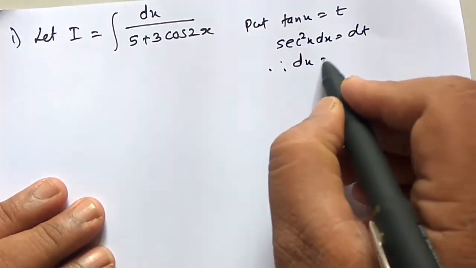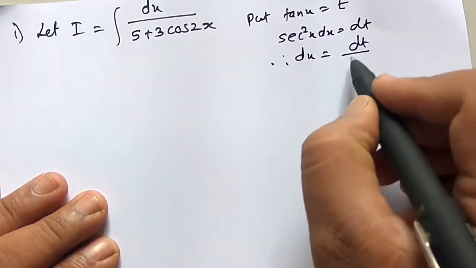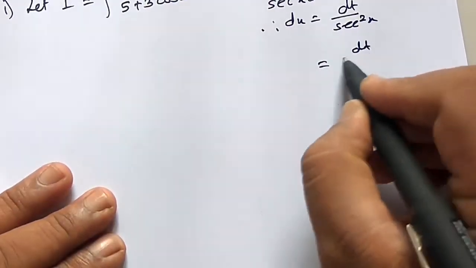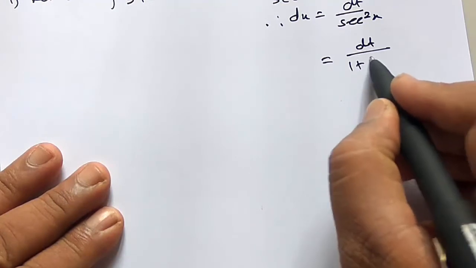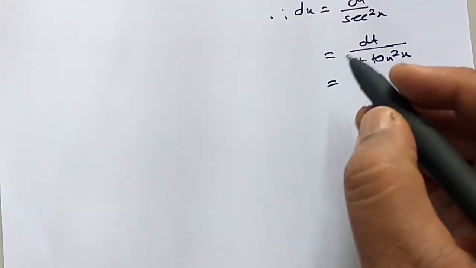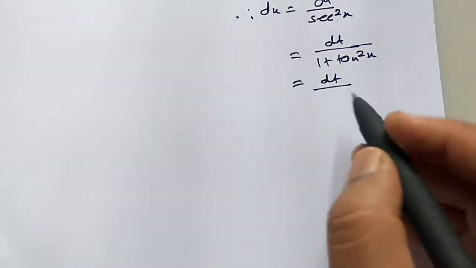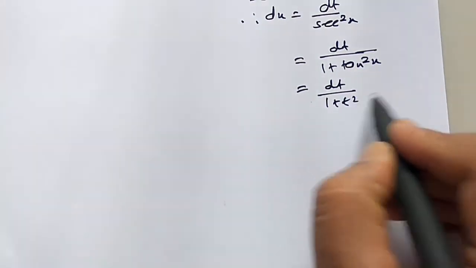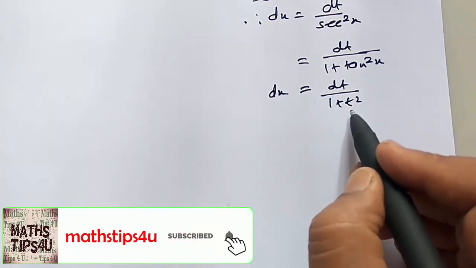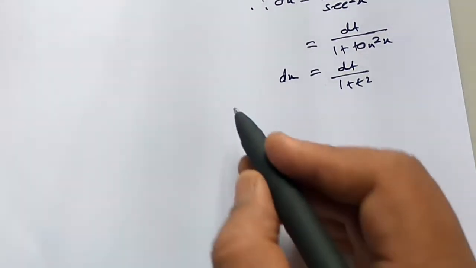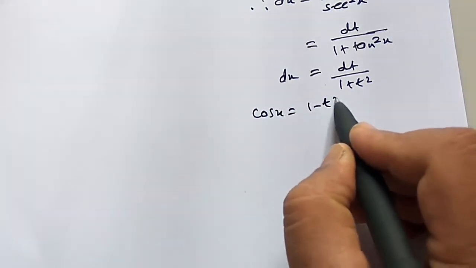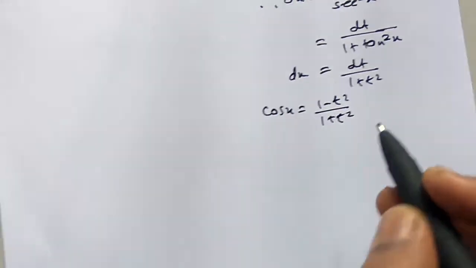Therefore, dx is equal to dt upon sec square x, which by identity 1 plus tan square x, with tan x is equal to t, is dt upon 1 plus t square. So dx is replaced by dt upon 1 plus t square, and cos of 2x is equal to 1 minus t square upon 1 plus t square.